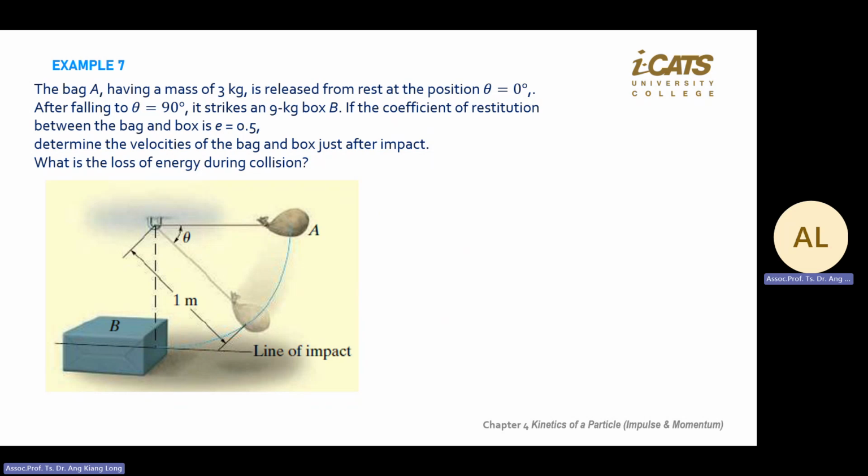So you have the mass given, released from rest. So you have your V0, V1. V0 is 0 at position 0 here. After falling 90 degrees, it will hit B and the two objects move together. If the coefficient of restitution is given as 0.5, if you are given the e, it means you need to use the equation for e. Determine the velocity of the bag and the box just after impact. What is the loss of energy during the collision?